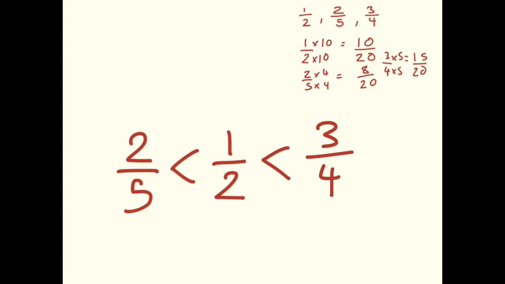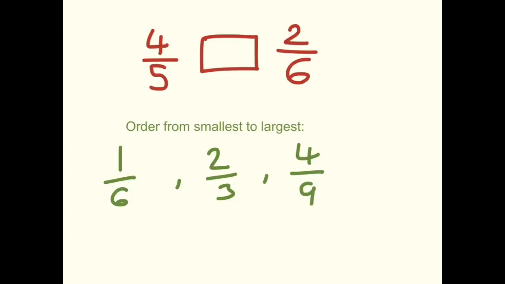So let's have a go. Let's have a go with these two. On your whiteboard for this question, what do you think is the missing symbol? Do you think 4/5 is less than or greater than 2/6, or are they equal? Then when you've had a go with that one, have a go with this one. Can you order from smallest to largest 1/6, 2/3, and 4/9? Remember, if at any point you're not sure how to do any of these, rewind the video and watch it again, and keep practicing. Good luck.